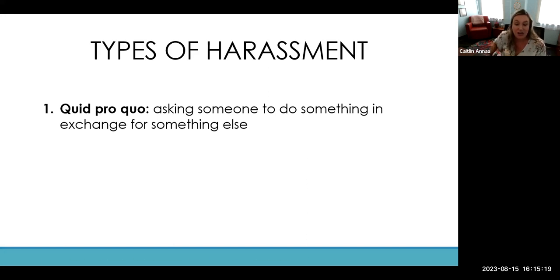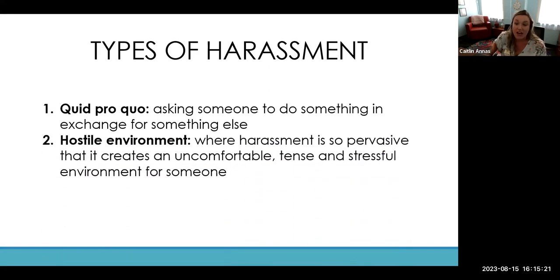The second category is hostile environment. And this is the result of harassment that is so severe or pervasive that the entire environment becomes uncomfortable, tense, or stressful.